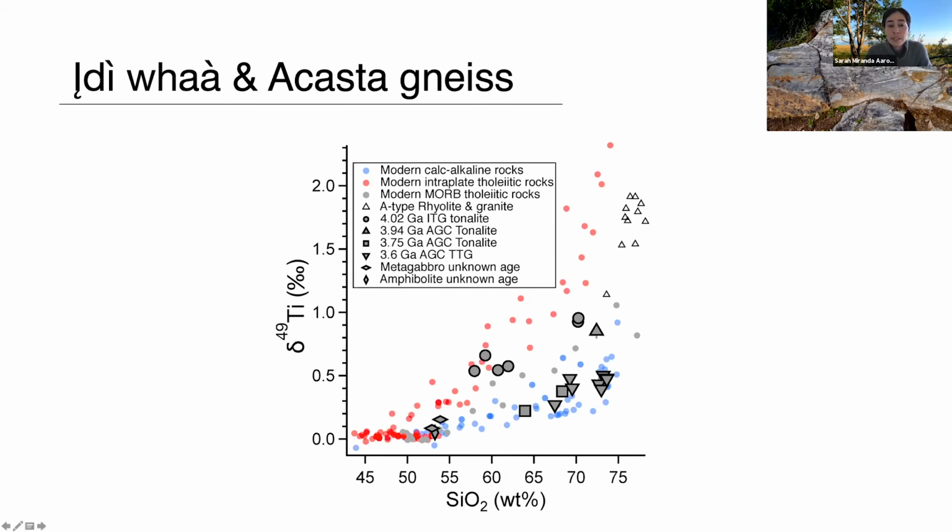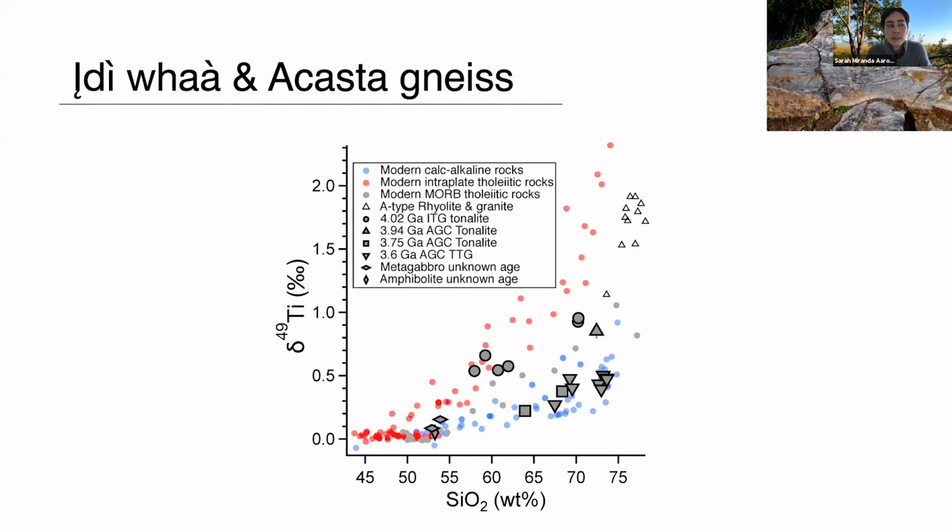Whereas when we looked at the younger rocks, so really the rocks that were younger than about 3.75 billion years old, they really looked like they were overlain on top of these modern rocks formed in subduction settings. And we thought this was really interesting because we believe that this is evidence that suggests that subduction was at least happening in this location 3.75 billion years ago.